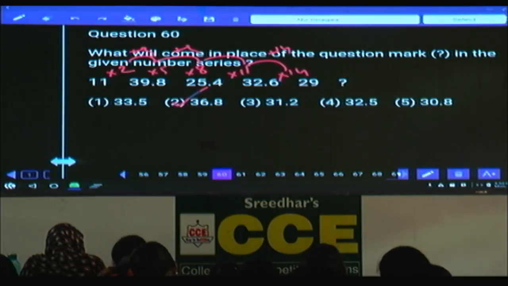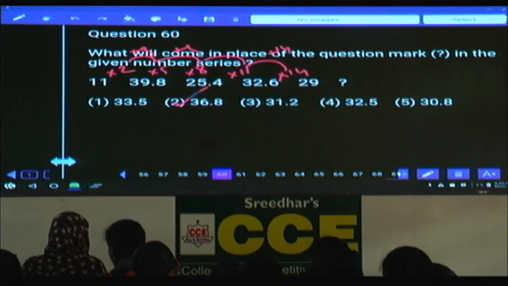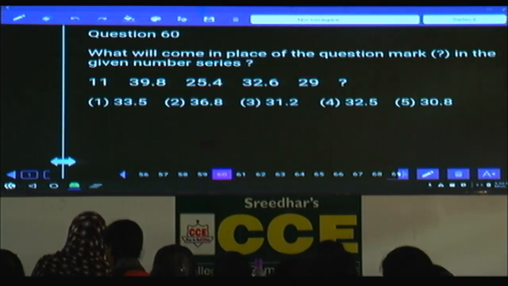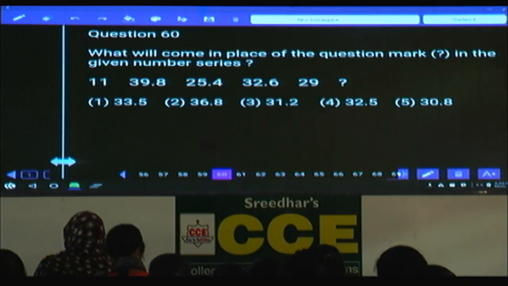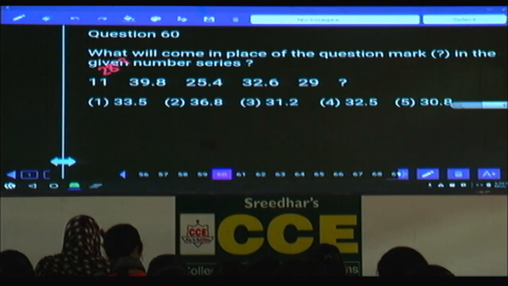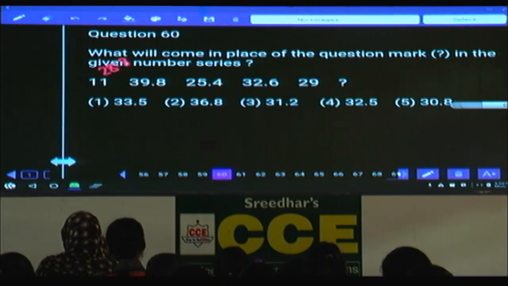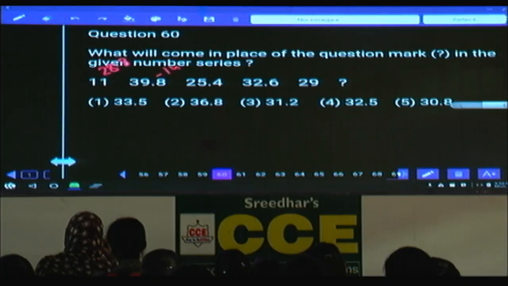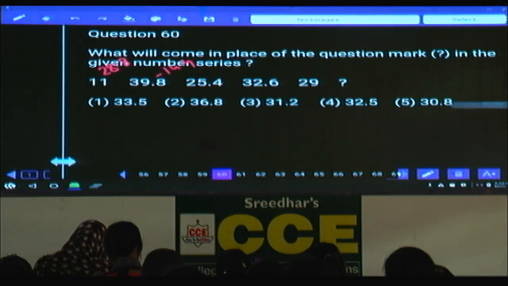Then coming to the last question of the day. Now 60th. Now in this question number 60, 11, 39.9 and so on. 11 and 39.8. What is the difference between these two? 28.8. And next one 39.8 and 25.4. What is the difference between these two? 14.4 subtraction minus. 25.4 and 32.6. Difference is so much, plus 7.2.